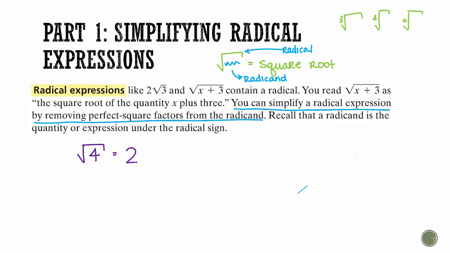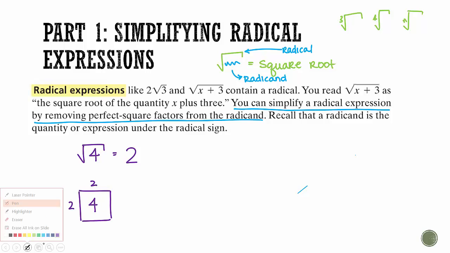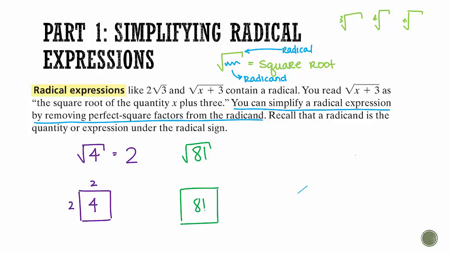And the reason that is because we can literally make a square out of this. If I make a square with a side length of 2, my area is 4. That's where this comes from. The square root of 4 gives me a side length of 2. Now if I gave you something a little bigger like 81 and told you to take the square root, that's saying I have a square, its area is 81, how long is each side? And each side is 9. Those two numbers are perfect squares.